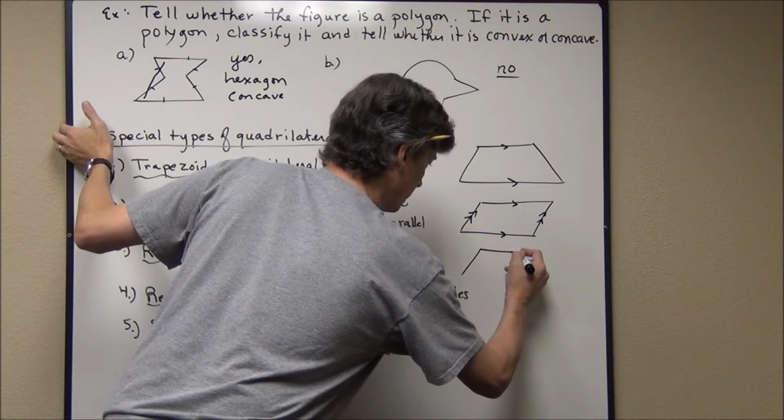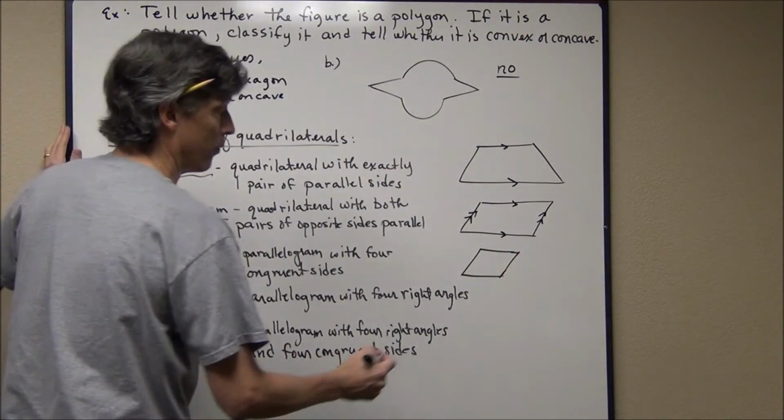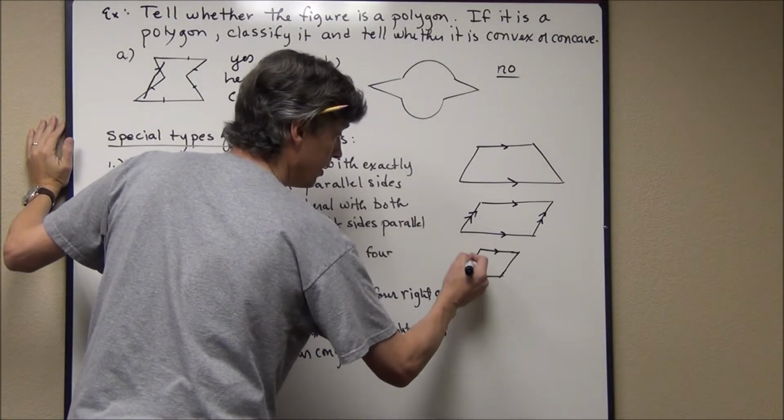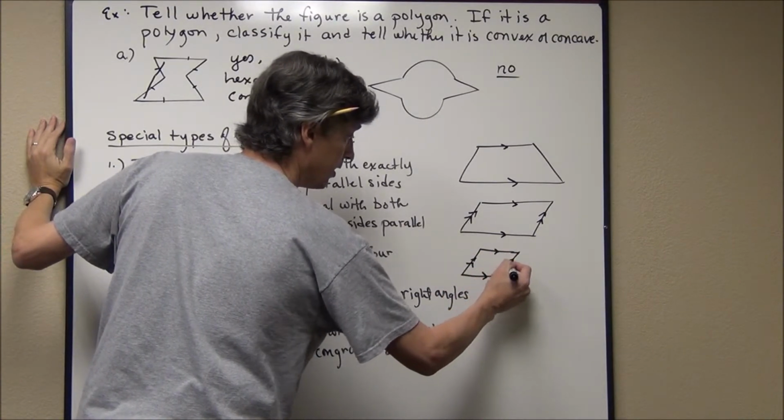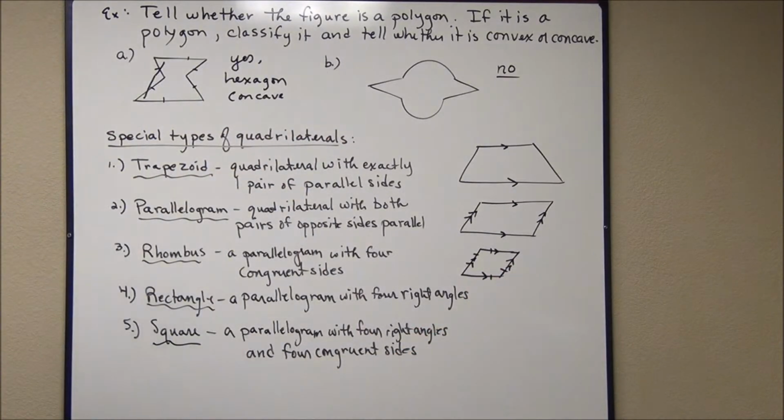So it looks more like a square that's been tipped over. I did not draw that very well. These are parallel, and all four sides have the same length. If you can read that notation, good luck there.